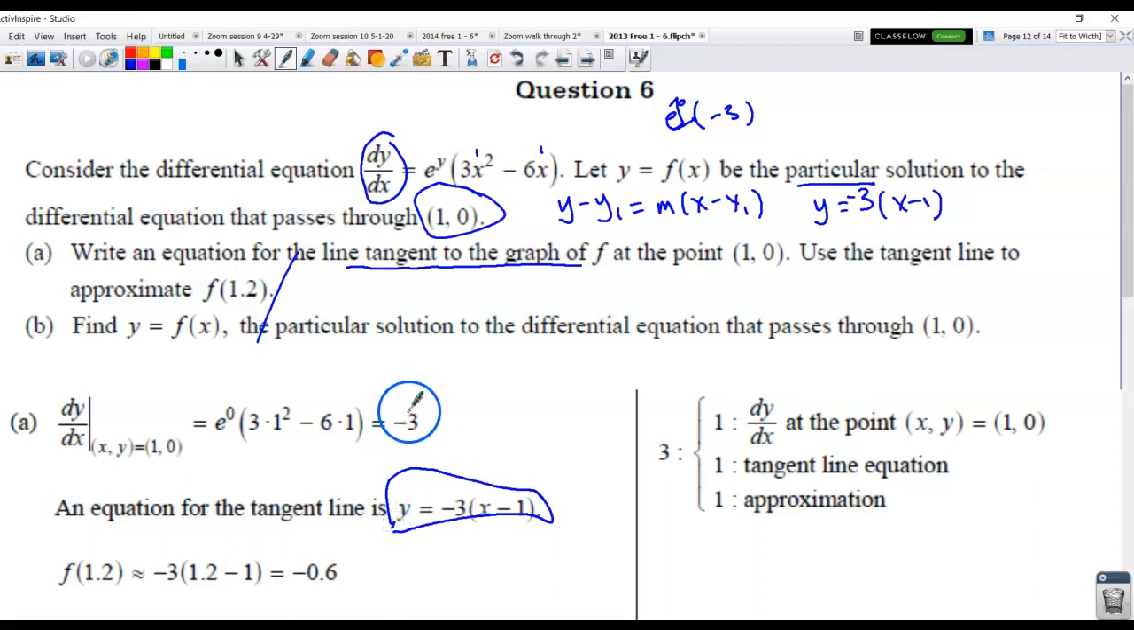Now, when we find the approximate f of 1.2, we're simply going to substitute 1.2 in place of x, and we're not going to simplify that. We're not going to distribute. We're not going to subtract.